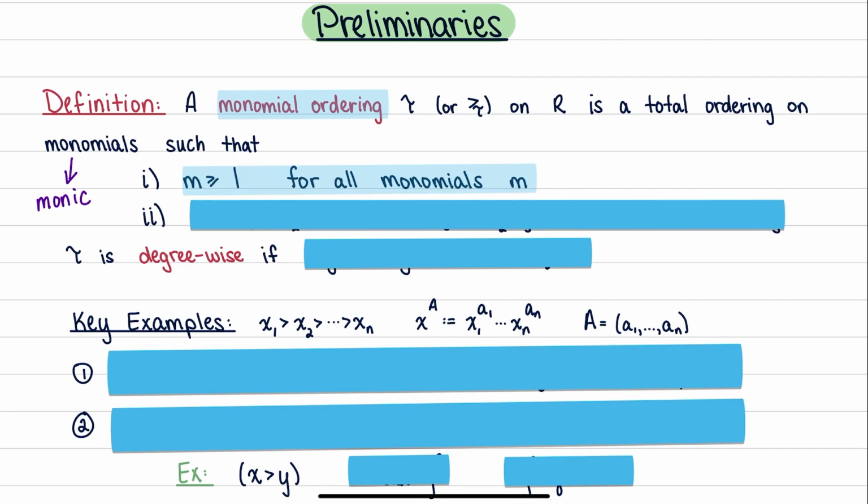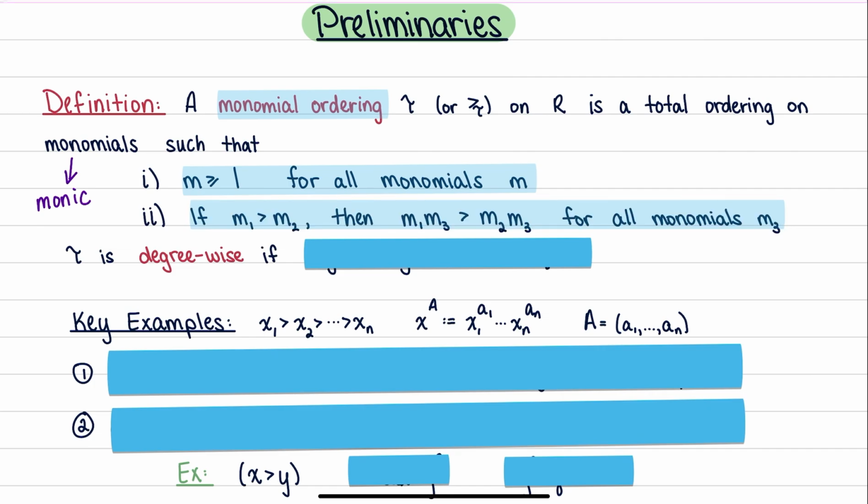And I need my total ordering to satisfy two properties. The first is that 1 is the smallest monomial, and the second is that I need my ordering to be preserved under multiplication. So if I have monomial 1 larger than monomial 2, and I multiply both of them by monomial 3, I need the product that has monomial 1 in it to still be larger. So these two properties are all we need to satisfy to have a monomial ordering.